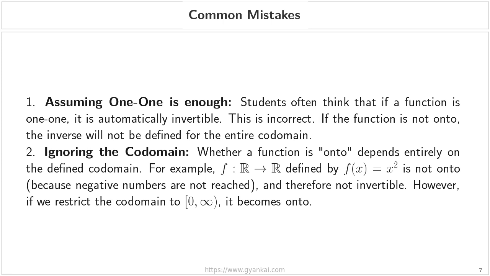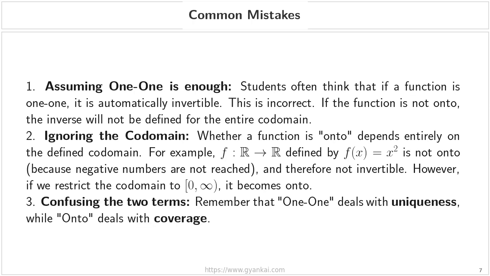In this scenario, the function is not onto because x squared can never result in a negative number. Therefore, the negative values in the codomain are never reached, making the function non-invertible. However, if we restrict the codomain to only include 0 and all positive real numbers, the function becomes onto, and the condition for invertibility is then met.